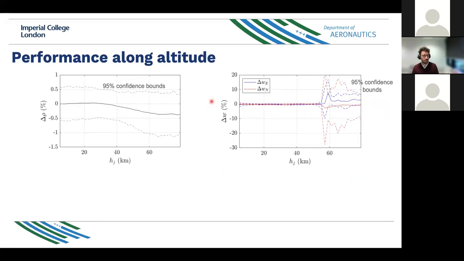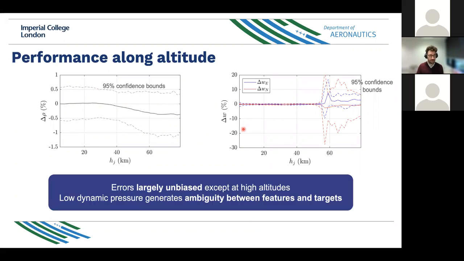If we look at what happens along the altitude, these are the relative density and wind errors for all samples in the data set. The continuous line here is the mean over the data set, and here we have 95% confidence bounds as dashed lines. And we can see that the errors are mostly unbiased, except at high altitudes, where we also have a strong variance in the wind error.